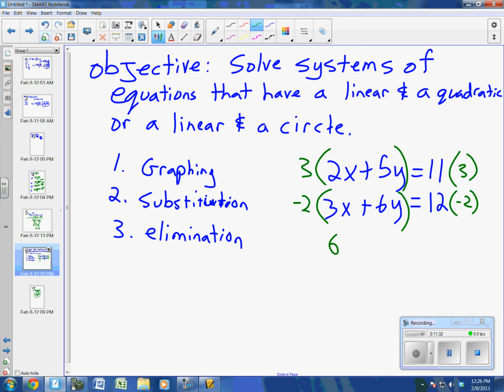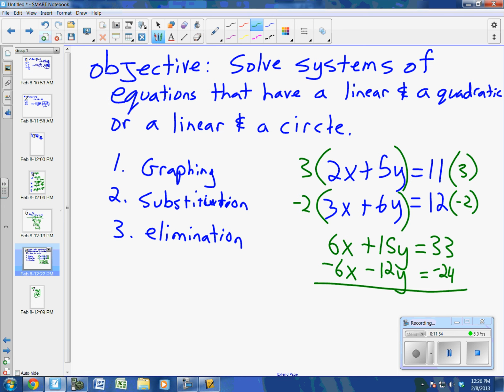3 times 2x is 6x. 3 times 5y is 15y. And 11 times 3 is 33. Okay, -2 times 3x is -6x. -2 times 6y is -12y. And -2 times 12 is -24. If you now add those two equations together, 3y equals 9, right? Then you're going to divide by 3, and you're going to get y equals 3.